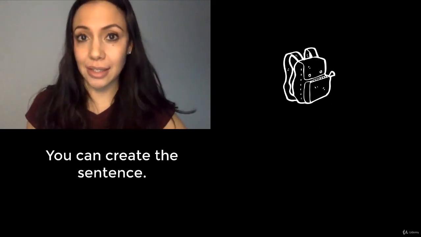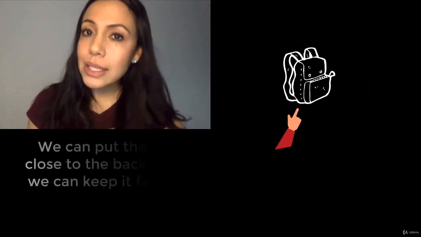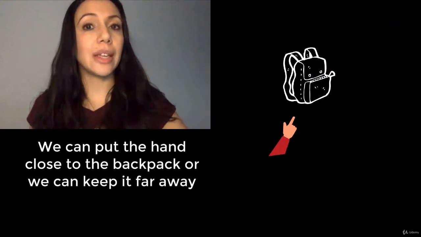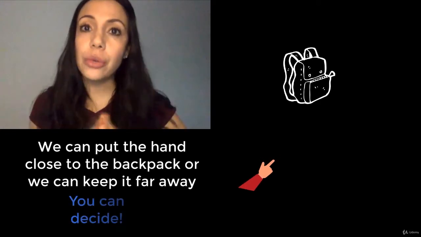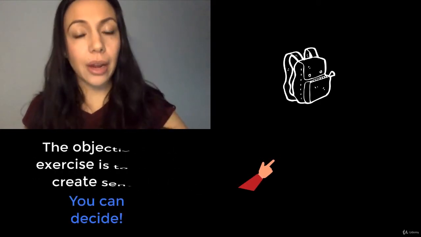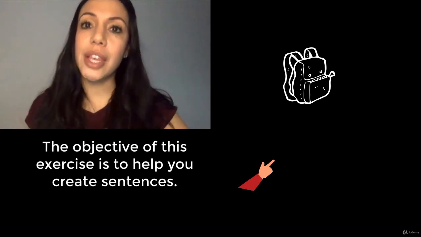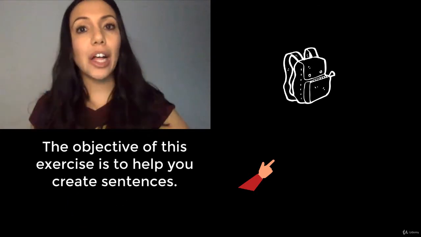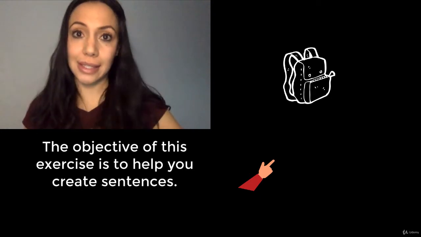Now, in this portion of the test, we are going to create sentences. So, you can create your own kind of sentences. Let's take an object. So, a backpack. Now, you can create the sentence. We can put the hand close to the backpack or we can keep it far away. You can decide. But the point and the objective of this exercise is to help you create sentences.